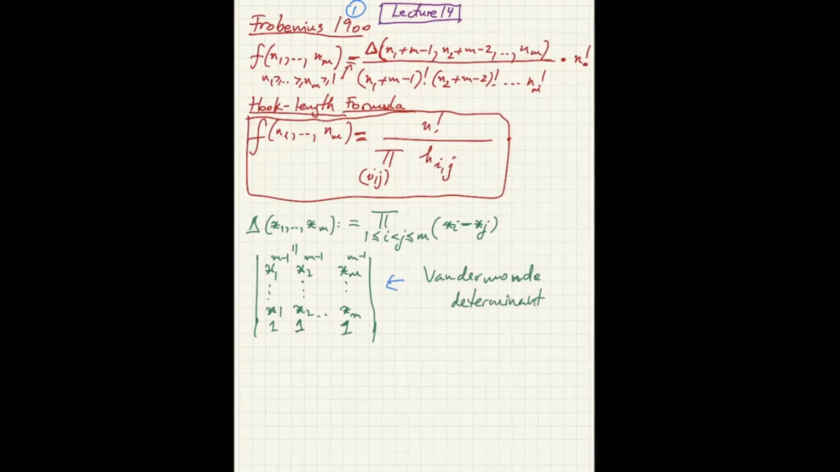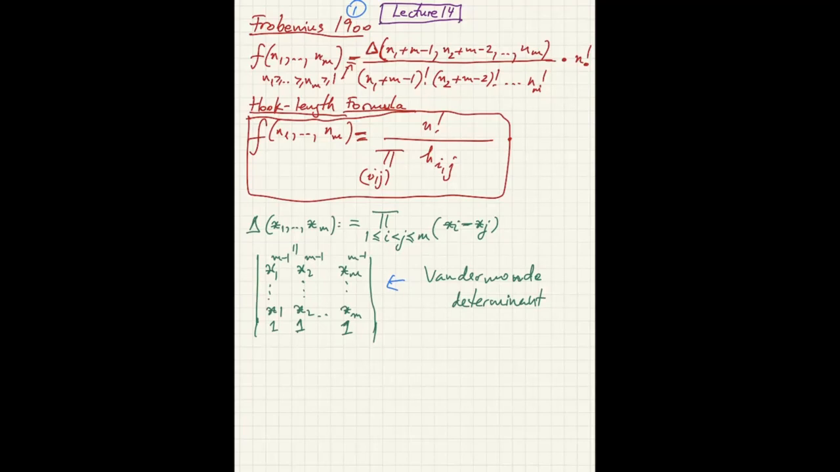determinant, the product of the factorials of these entries times n factorial. And the same number of Young tableaux of the shape n1, n2, ..., nm can actually be written as a ratio between n factorial and the product of the hook lengths. Now the first formula was due to Frobenius in the 1900s. The second formula, I think, was proved around the 1950s or so.